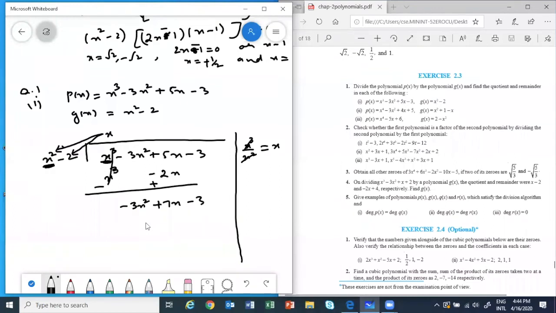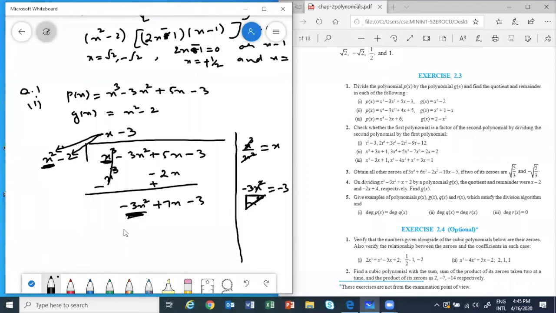All those who know how to do it, just wait for 2 minutes. Now, Nishant, see here. Now we want to eliminate this term, minus 3x square. We have x square here, so what should I take in the quotient? Minus 3x square divided by x square will give me minus 3. So take minus 3 here in the quotient.